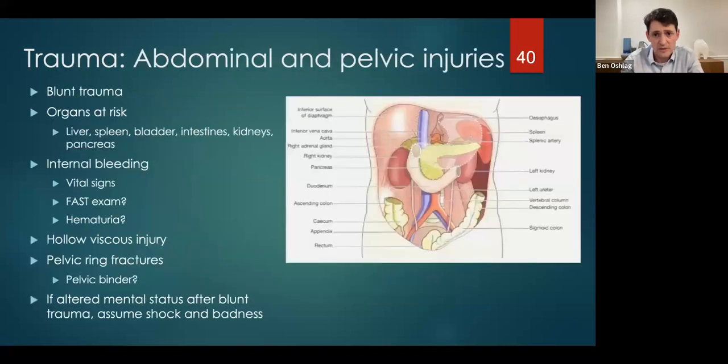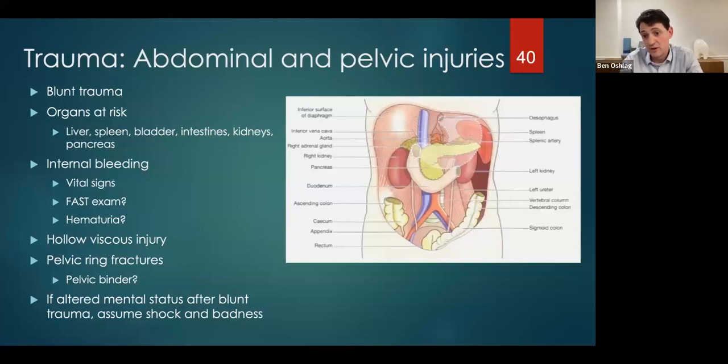Another thing to think about for trauma is internal bleeding and shock, which can certainly be a cause for altered mental status and collapse. Especially in some of your higher impact sports, your organs at risk are basically everything in your abdominal cavity: liver, spleen, bladder, intestines, kidneys. So you want to check their vital signs. If you have access to an ultrasound, you can do a FAST exam. Are they peeing blood? Most of the time, if you're assessing someone at this time, you probably won't see their urine, but if you happen to, note it.